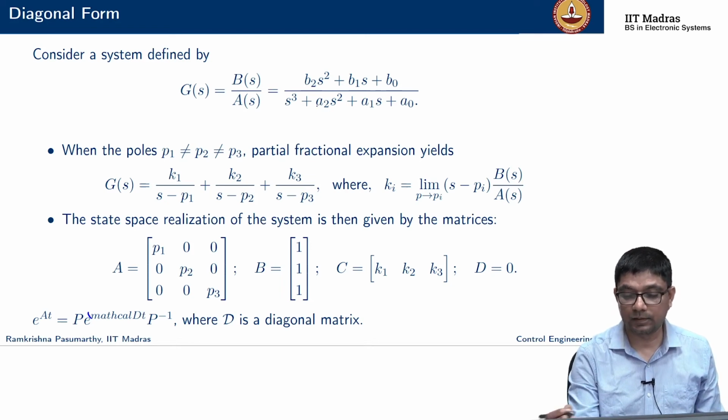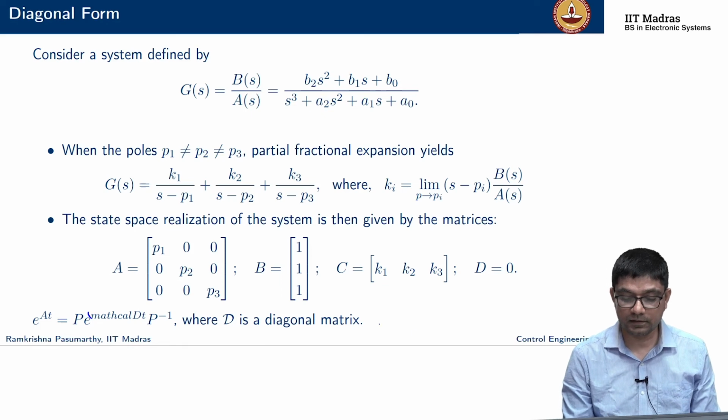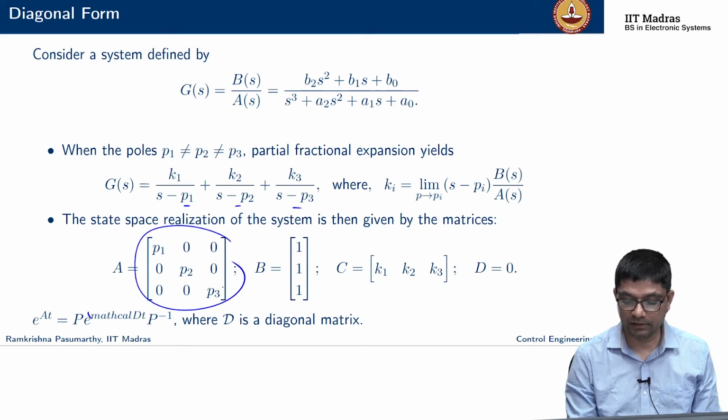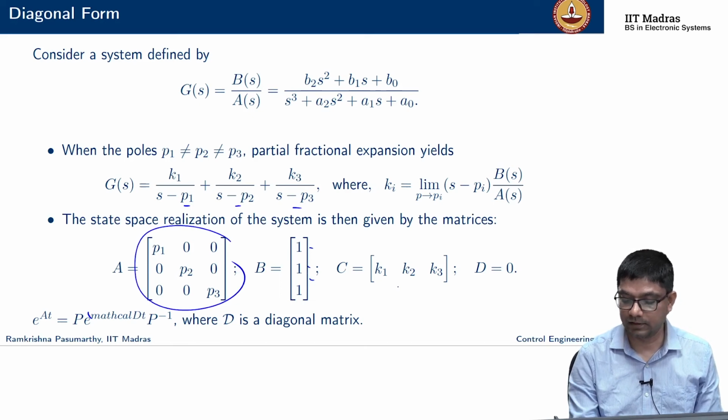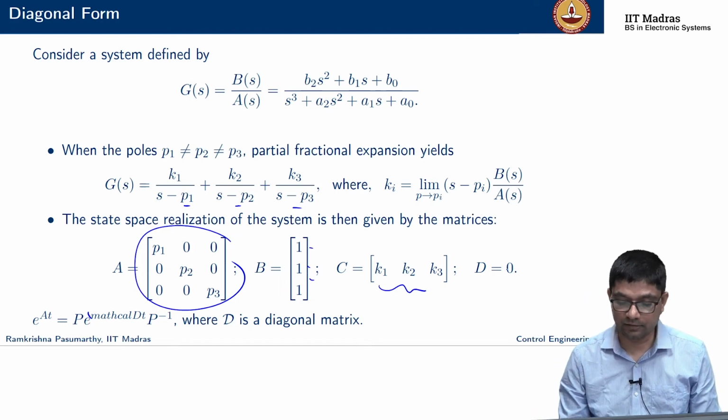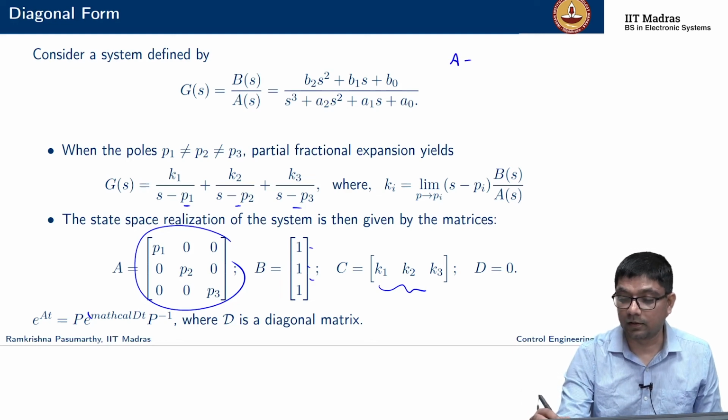So I'm just doing it for a third order system. Let's say I have distinct poles. My state space realization will just have an A matrix with p1, p2, p3 on the diagonal, B with all ones, and C with some numbers, and maybe just looking at a D which is 0 here. Okay, so my A matrix is now diagonal.